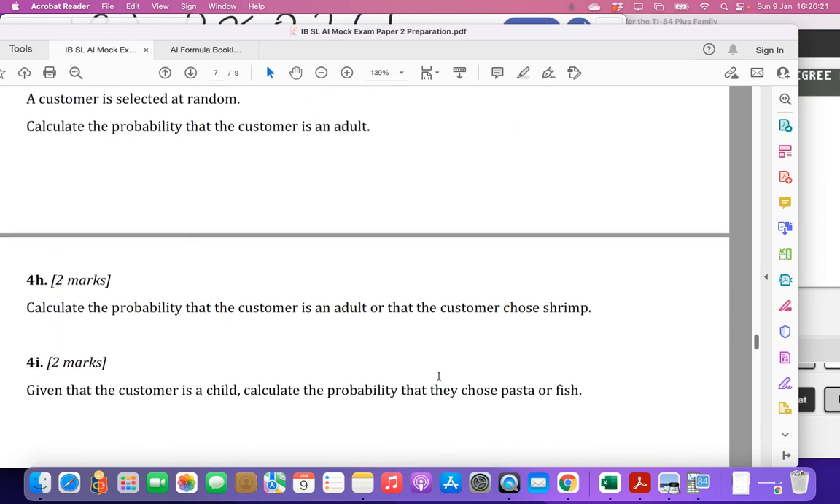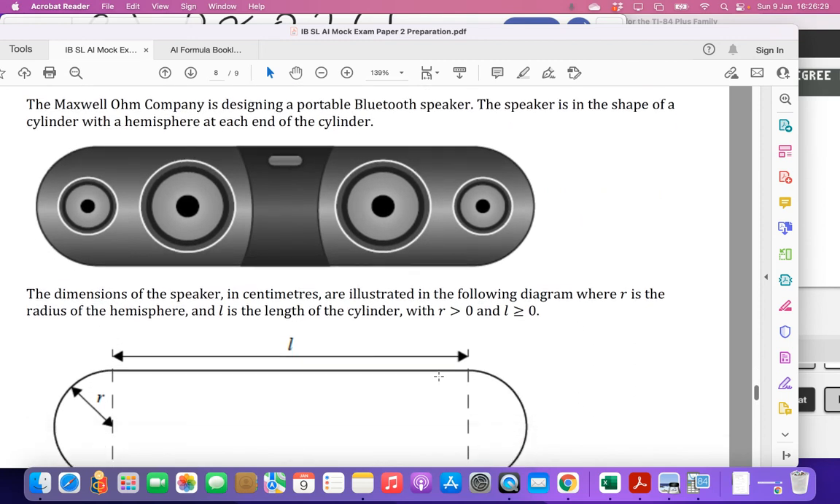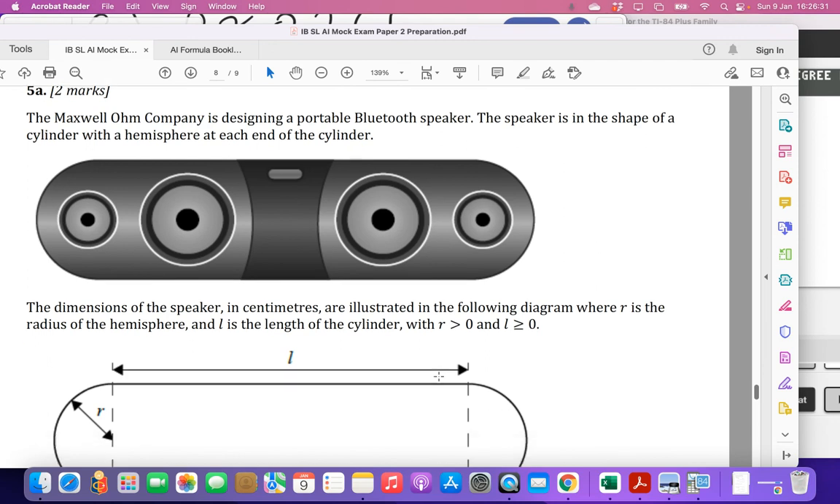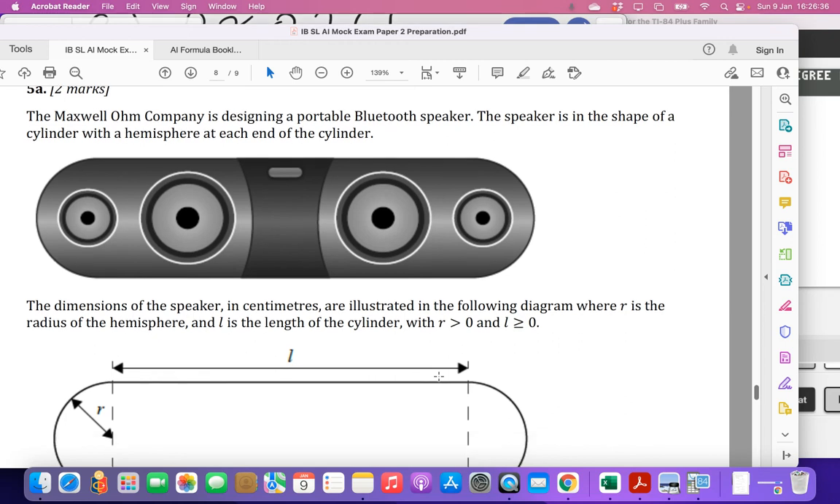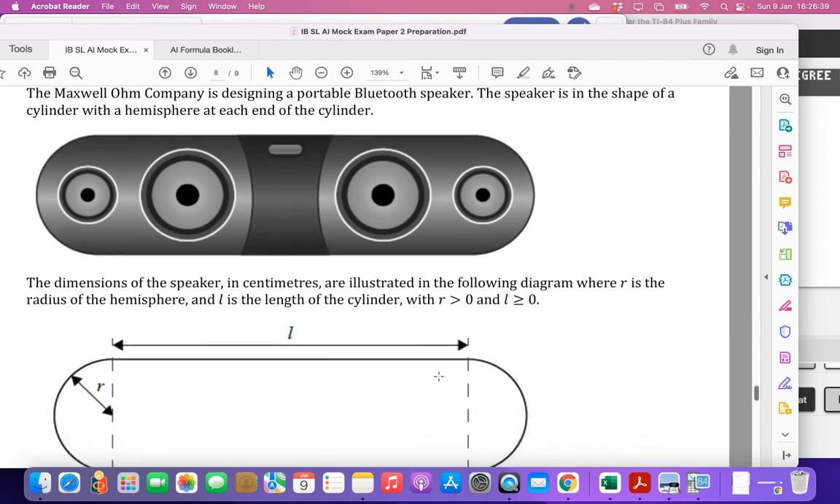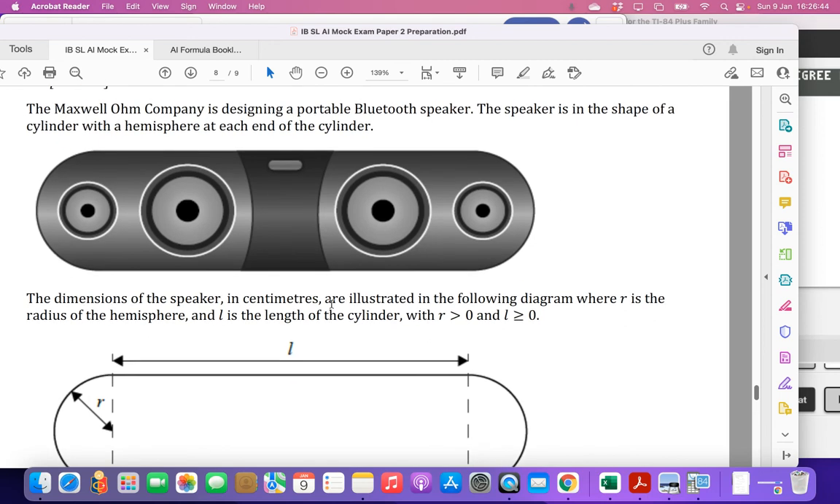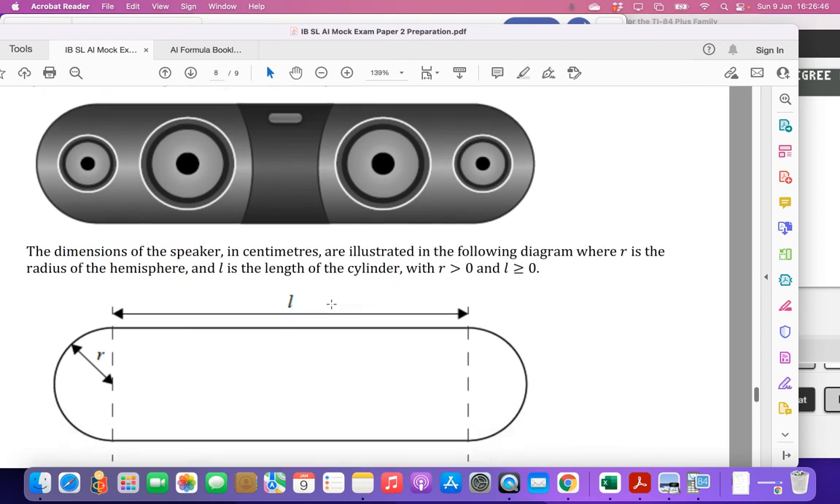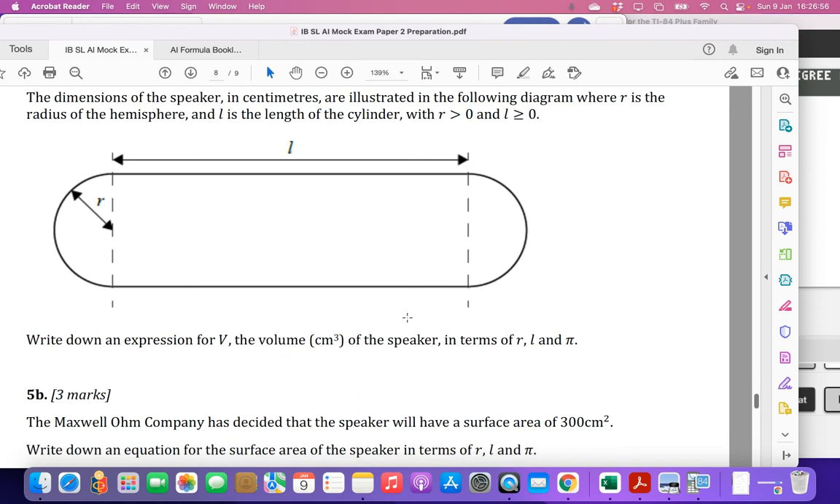Okay. Last question is a calculus question. So again, we're going to be doing some optimization here. We're going to have to do a little bit of three-dimensional geometry to get this equation down to one variable. Okay, so we have a Bluetooth speaker, a cylinder and 2 hemispheres. Write down an expression for the volume of the speaker in terms of the length of the cylinder and the radius of the 2 hemispherical ends.